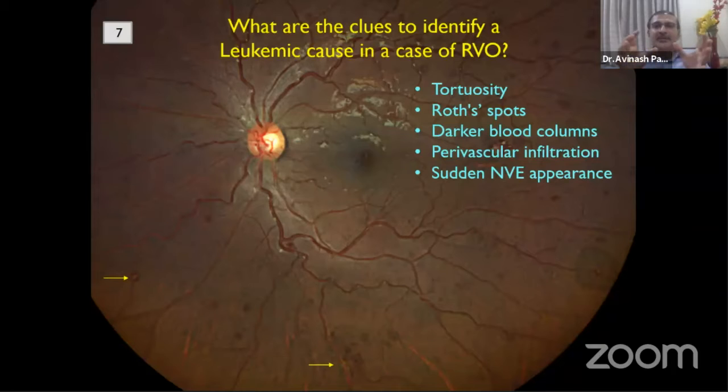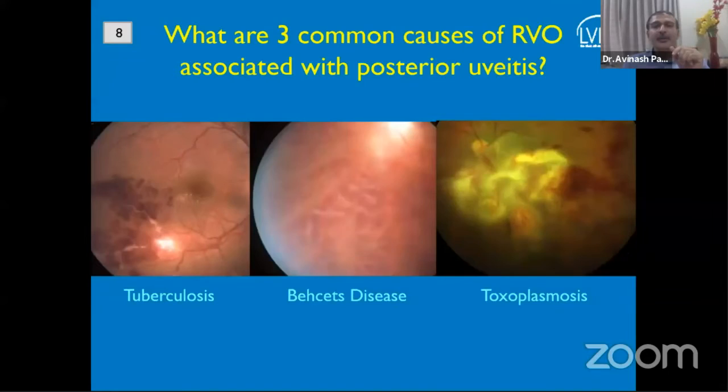And how can we clinically identify whether a venous occlusion is because of leukemia or not? It is the presence of Roth spots, dark blood columns, and perivascular infiltration which does not leak on fluorescein, and the sudden appearance of NVE. The last two are very important: the perivascular infiltration which doesn't leak on fluorescein, and the sudden neovascular appearance.